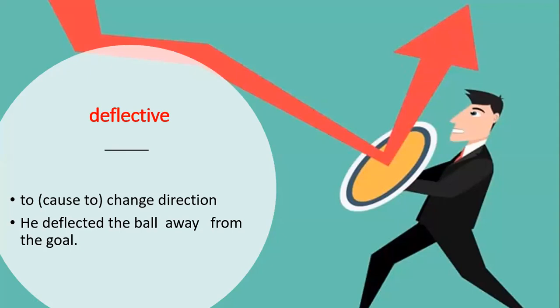As you can see in the picture, deflect means to change its direction. Not to reflect it back. Because there is a difference between reflect and deflect. Reflect is straight back to the shooter. Reflection is the same as deflection? Yes, but deflect is away from the shooter.